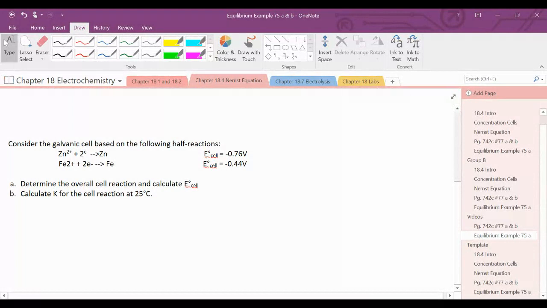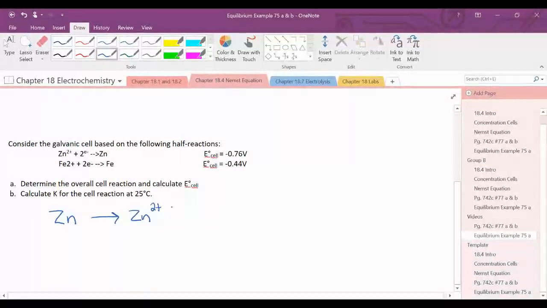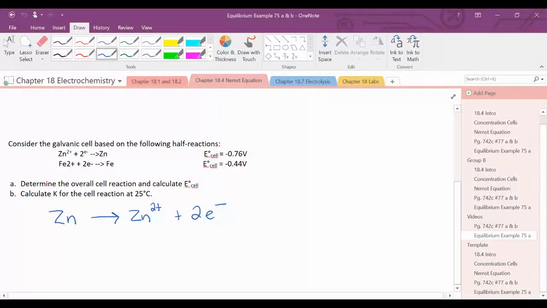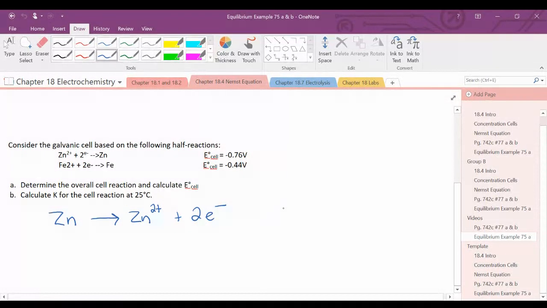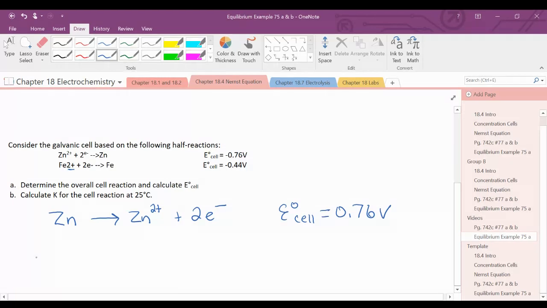So in this reaction, zinc is going to form zinc cations and 2 electrons. And since we flipped that, we're going to flip the sign on the cell potential. The iron, and this should be a superscript here, iron cations are going to gain 2 electrons and form solid iron.